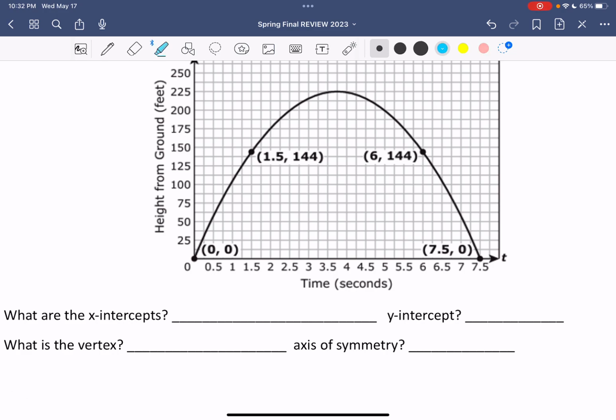So I'm going to use different colors here. Your x-intercepts, remember, is where it hits the x-axis. So I'm going to highlight those in blue. We're going to write these in ordered pairs, by the way. So this is 0, 0, and 7.5, 0. Your y-intercept is where it hits the y-axis. Well, the only time it hits the y-axis is at 0, 0.